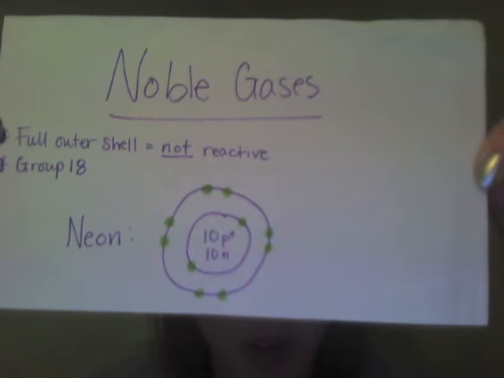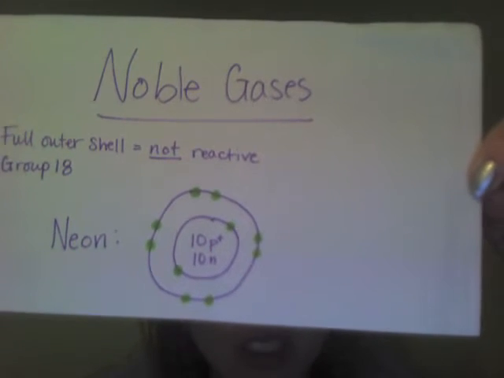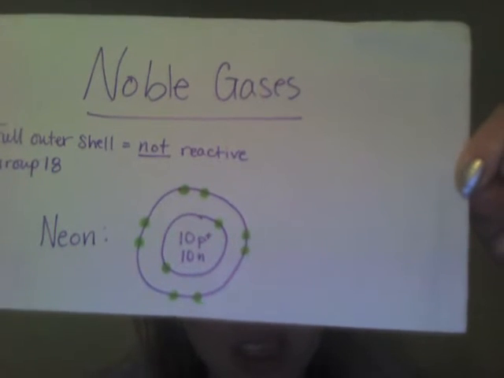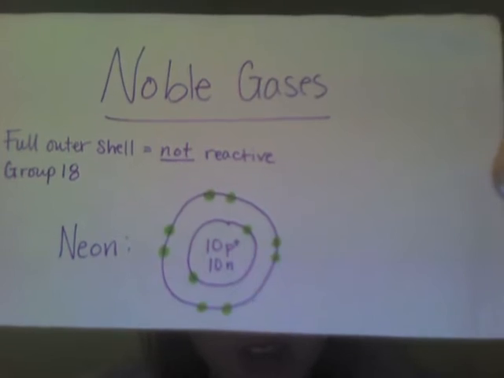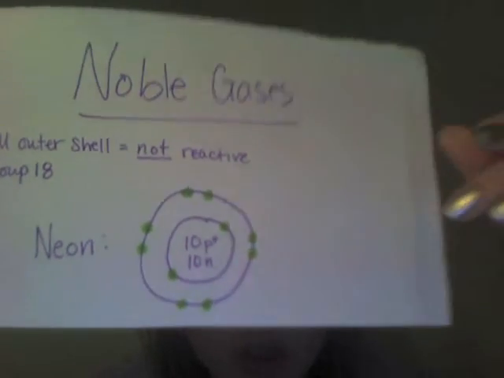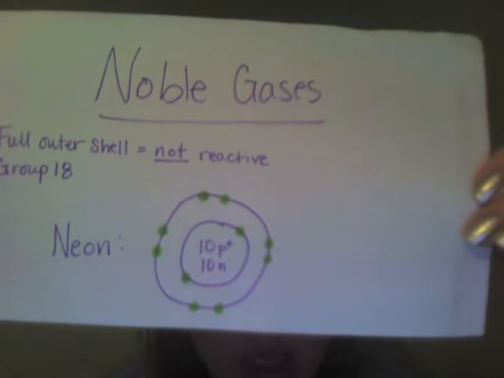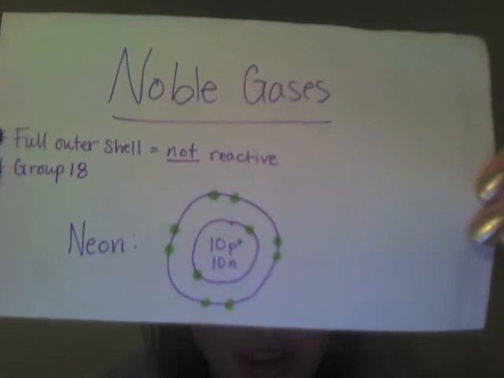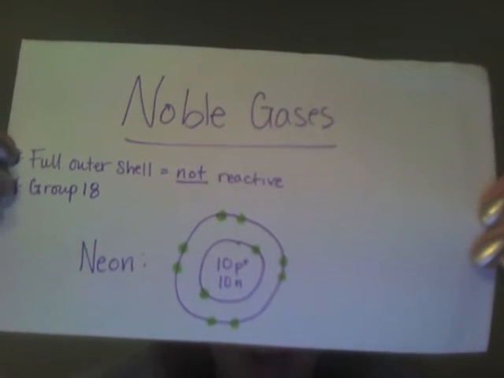Here I have an example of neon. Neon is element number 10. It has 10 protons and 10 neutrons in its nucleus. It has 2 electrons in its inner shell, and then in its outer shell, it has 8 valence electrons. Because that outer shell has 8 valence electrons, neon, a noble gas, is not reactive at all.